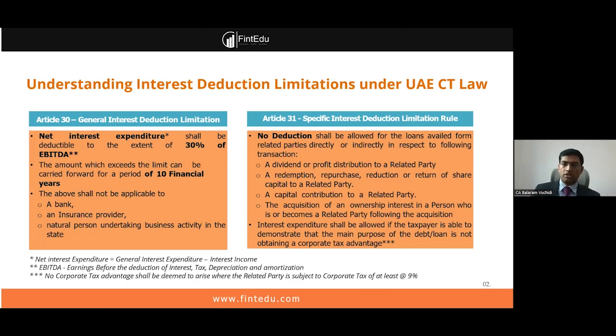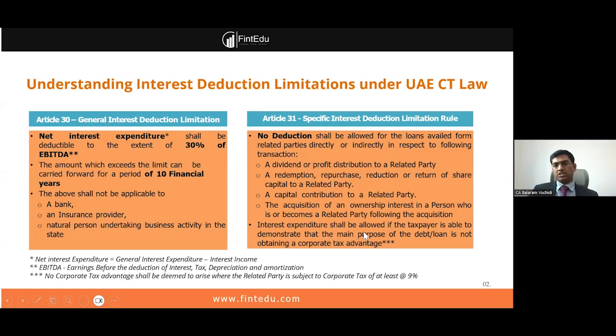So there is no requirement to take that loan as such, because you are trying to play around within the group by taking these loans. A redemption, repurchase, reduction, or return of share capital to a related party. Again, same. A capital contribution to a related party. The acquisition of an ownership interest in a person who is or becomes a related party following the acquisition. So if you are taking any loans from related parties to use for these purposes, you are not allowed to deduct this amount as expenditure for corporate tax purposes.